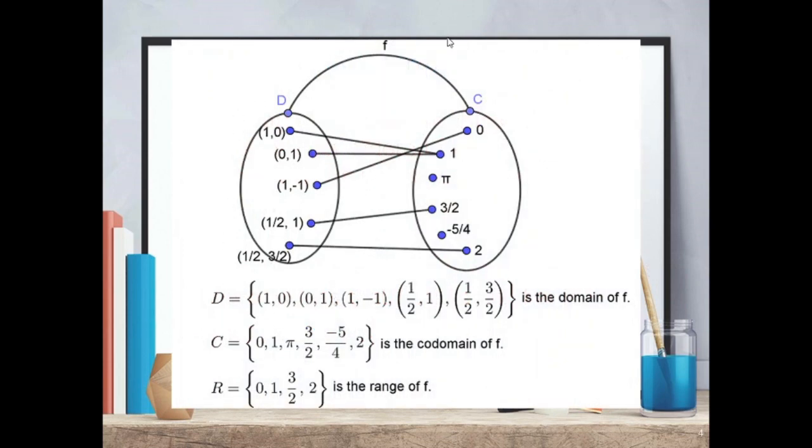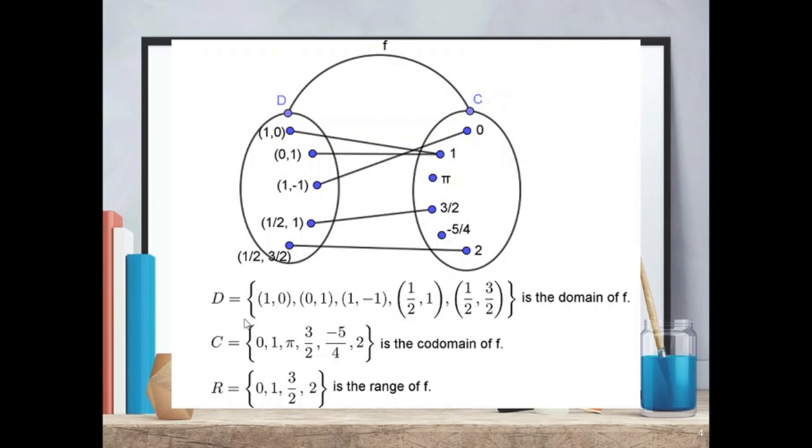See, this is one example of a function of two variables. This is our domain D containing these ordered pairs (1, 0), (0, 1), (1, -1), (1, 1), and the last one is the ordered pair (1/2, 3/2), and this set is our codomain containing these numbers 0, 1, 5/3, 3/2, -5/4 and 2. And this f is a rule which assigns the ordered pair (1, 0) a real number 1, (0, 1) a real number 1, (1, -1) a real number 0, (1, 1) a real number 3/2, and (1/2, 3/2) a real number 2.